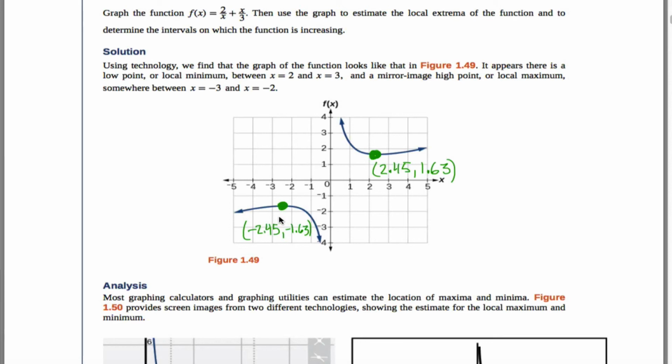When we're talking about increasing, I always specify the x-coordinates. It looks like it's increasing from negative infinity all the way up to this x-coordinate right here, and the x-coordinate of this point is negative 2.45. Then it's also increasing from this point all the way off to the right here, so from positive 2.45 off to infinity, something like that. And it looks like that's everything it asked me for, so I guess that's the answer, and I'll stop this here.